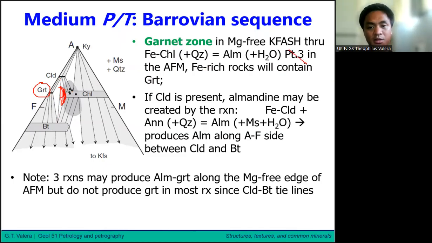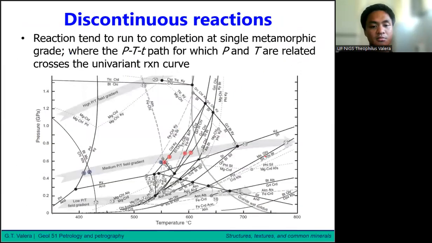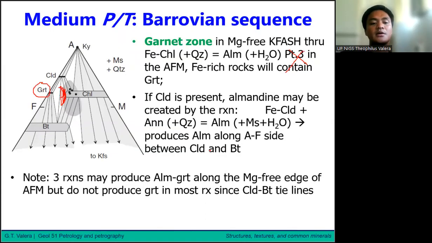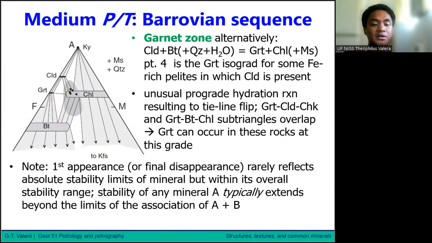Ignore nyo lang muna itong ibang parts. Itong reaction curve na to, it's basically showing how pelites will react as it gets metamorphosed. For now, ang important is that if chloritoid is present, almandine may be created by this reaction, but we know that it's not going to be observed sa rocks natin kasi sa typical pelitic rocks, meron kang chloritoid biotite tie line. So, let's look at another way kung paano na-form yung garnet.